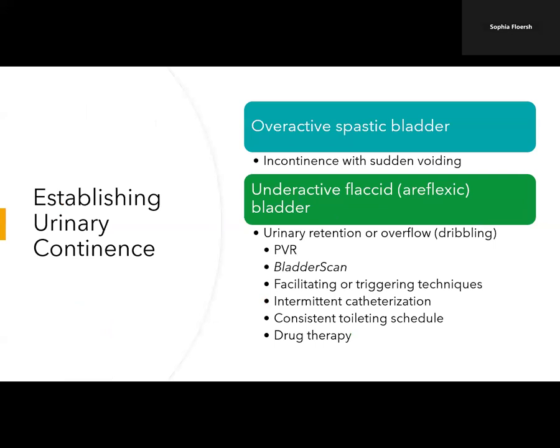Here are some things about establishing urinary continence. Overactive spastic bladder is incontinence with sudden voiding. Underactive flaccid bladder, urinary retention or overflow. So things that we can do are things like bladder scanning them, seeing how much they actually have within their bladder, and using intermittent catheterization.